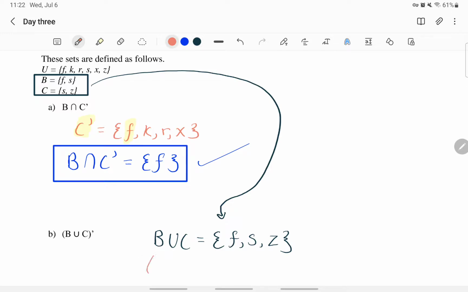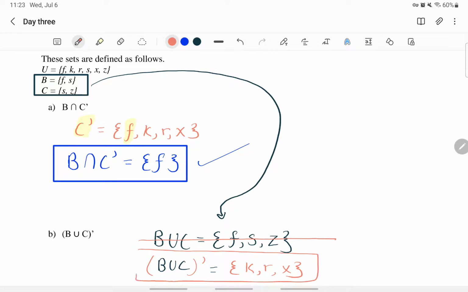Then we want to find the complement of the union between B and C. So that's going to be every element that is in the universal set that is not F, S, and Z. And that's going to be K, R, and X. And that is the answer for 11B.